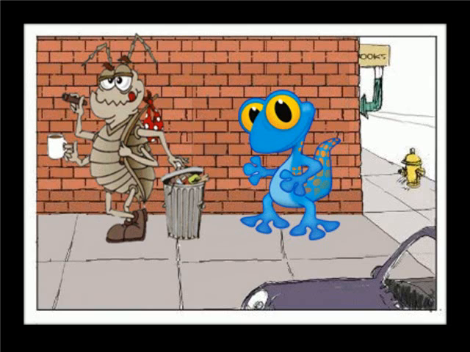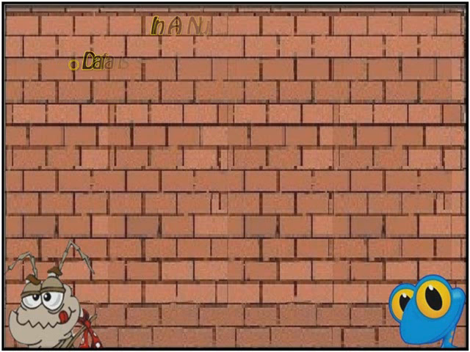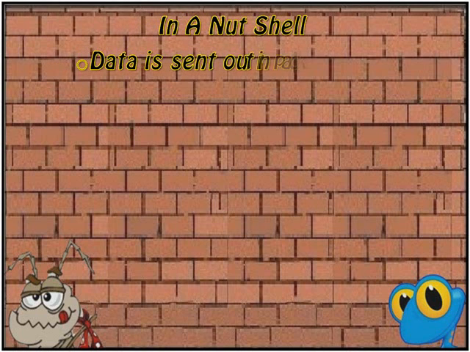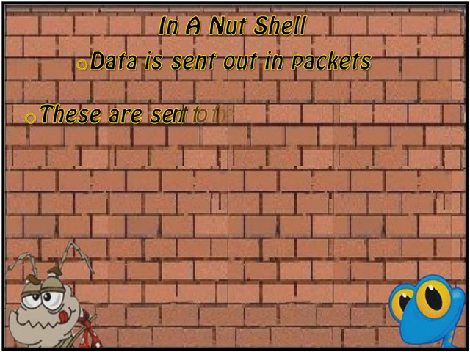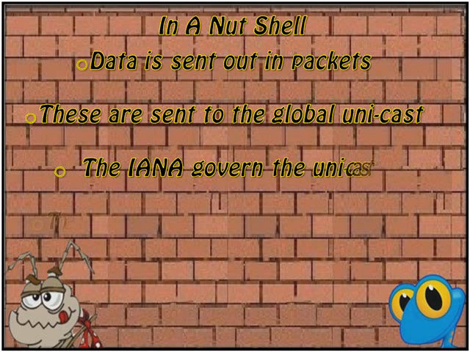Let's conclude how data is sent. The data is sent out in packets which are then sent to the global unicast. The unicast is governed by the IANA and the RIR distributes the packets to their destination.